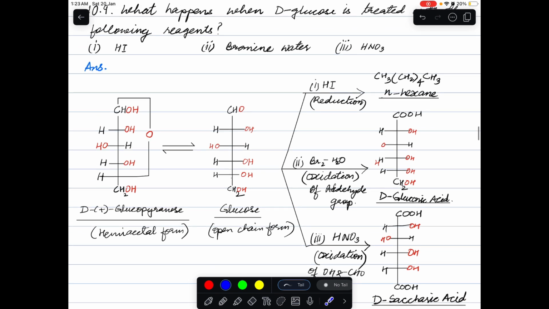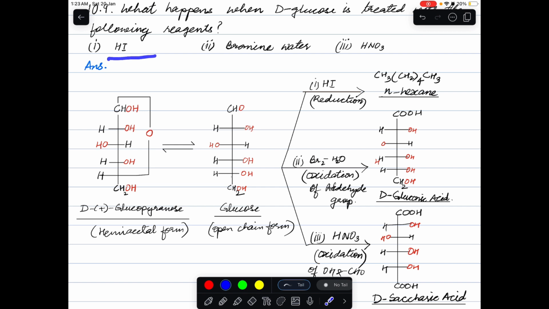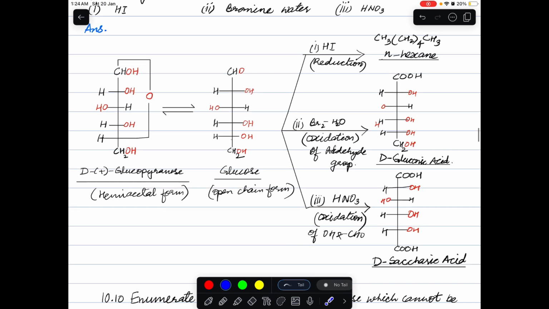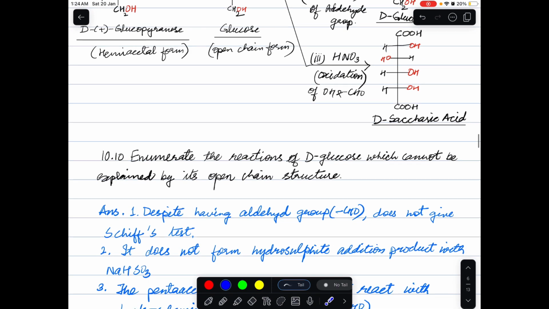So we can summarize: when we treat with hydrogen iodide, the glucose molecule undergoes reduction to give an alkane, that is n-hexane. When we treat with bromine water, the aldehyde group undergoes oxidation to give gluconic acid, while when we treat with a stronger oxidizing agent, that is nitric acid, both the OH as well as the CHO group, that is this CHO and this OH on the last carbon, undergo oxidation to give saccharic acid, where we have 2 carboxylic acid groups on the terminal carbons. So this is all about this question. Now come to the next one.